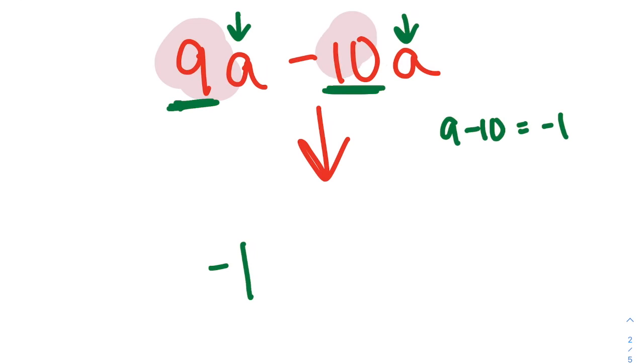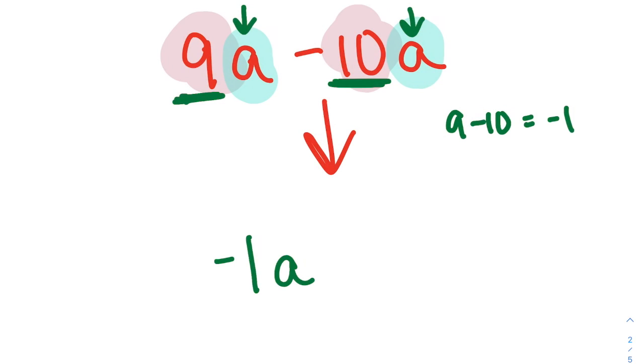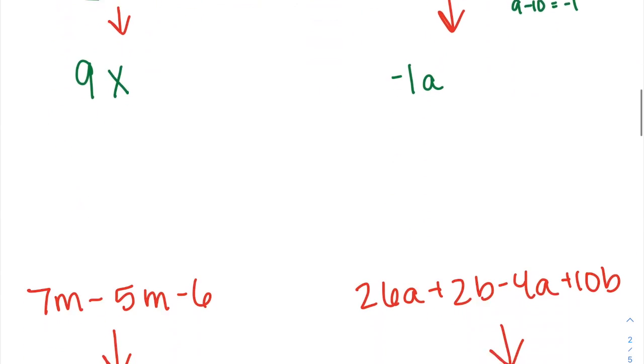And I'm going to tack the a on at the end, because we are looking at a variable expression. So the variable comes with into the answer. So if I had 9 a's in one hand and -10 a's in the other, I'm going to be left with -1 a's when I smash my hands together, when I clap, clap, clap.